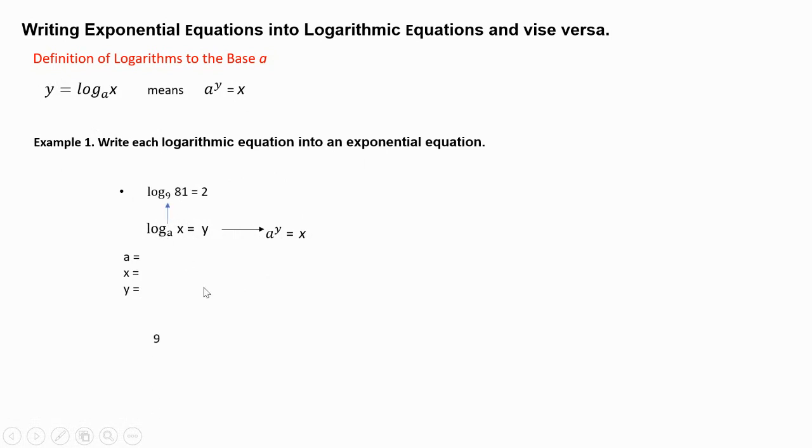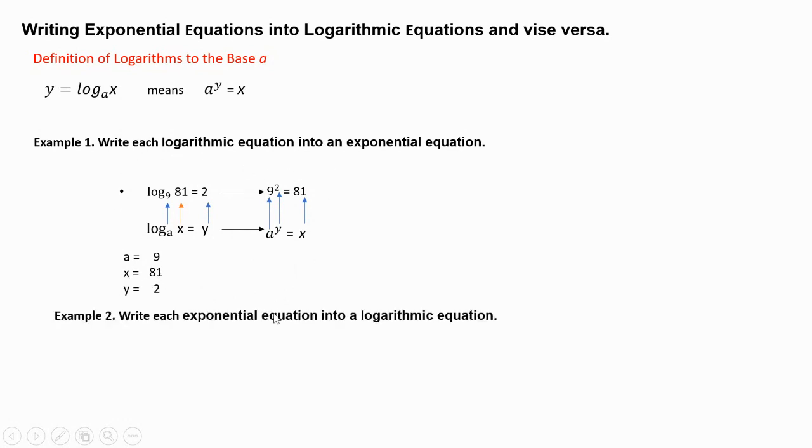So the a is 9, the x is 81, and the y is 2. So this becomes, my a is 9, my y is 2, and my x is 81. That's all you have to do. So that's going from logarithmic to exponential. Now going the other way, example 2. I just gave one example, guys, because by using the rule, all you do is apply the definition, and you'll be able to work it out.